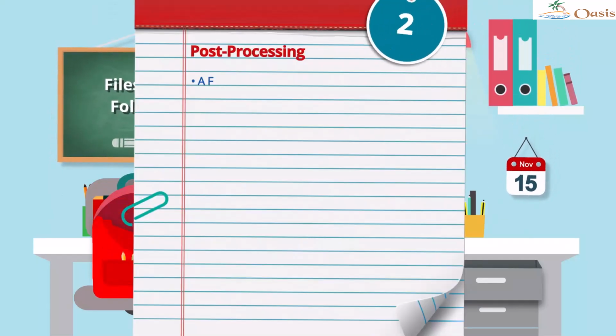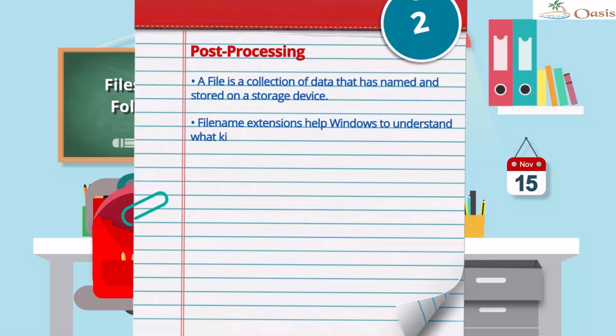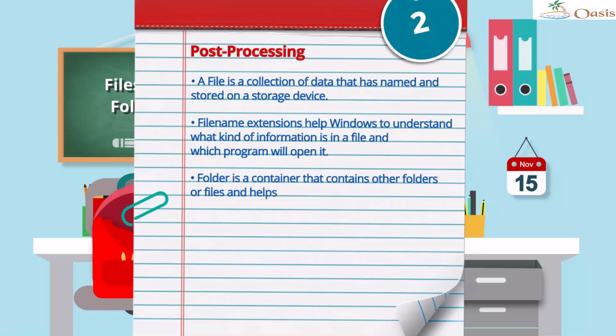Post-processing. A file is a collection of data that has been named and stored on a storage device. File name extensions help Windows to understand what kind of information is in a file and which program will open it. A folder is a container that contains other folders or files and helps to organize them. File Explorer is a program that enables you to work with files and folders on your computer.